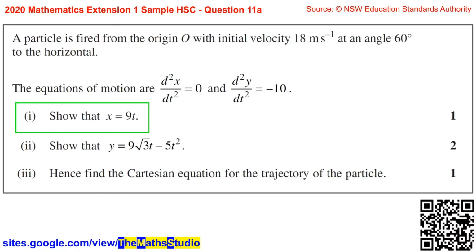Question 11a. A particle is fired from the origin O with initial velocity 18 meters per second at an angle of 60 degrees to the horizontal. The equations of motion are d squared x dt squared equals 0 and d squared y dt squared equals negative 10. Part 1. Show that x equals 9t.